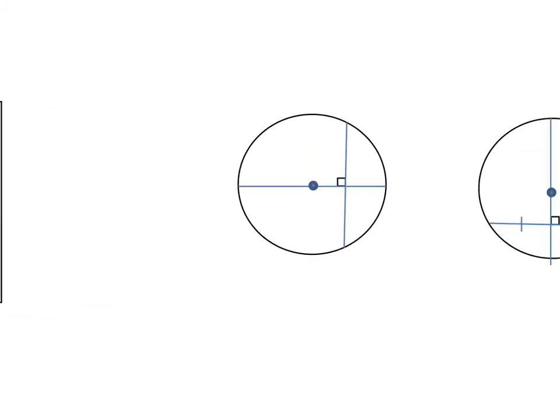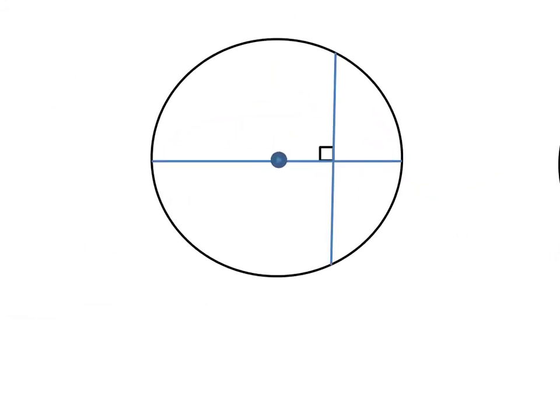So for example, we know this is a diameter because it goes through the center of the circle, and we know it's perpendicular because it forms this 90-degree angle. Therefore, we can conclude that it bisects this chord, meaning these two measurements are equal. So if this segment is 5 units, then you also know that this one is 5 units. You can also conclude that these two arcs are congruent as well.